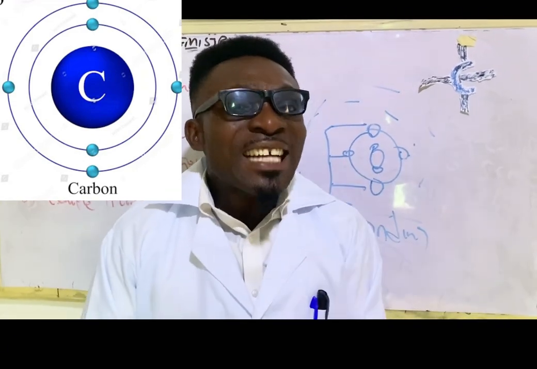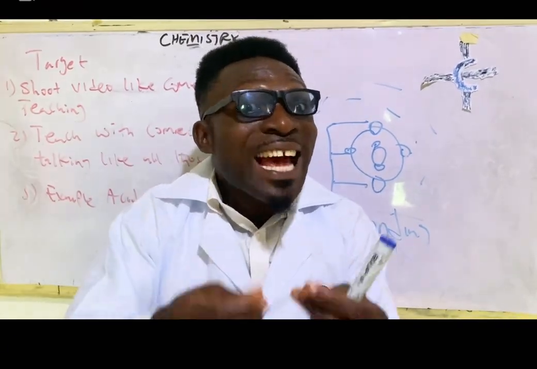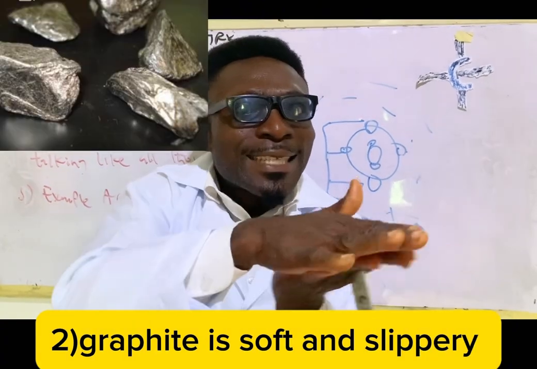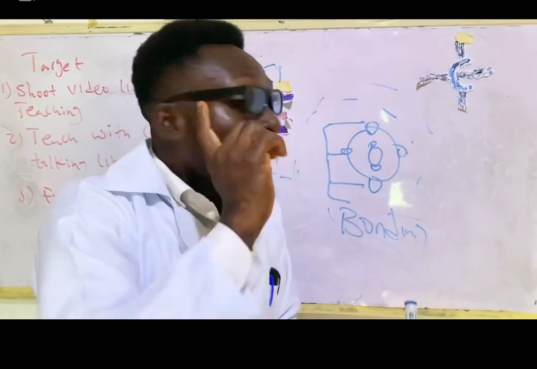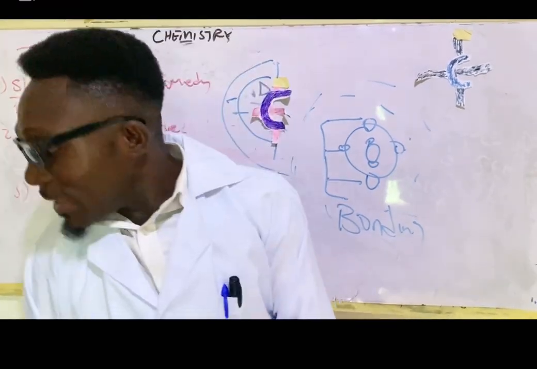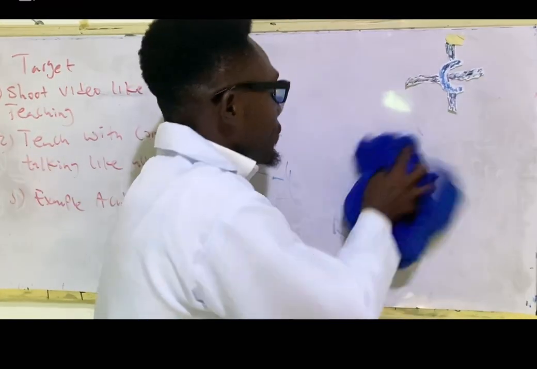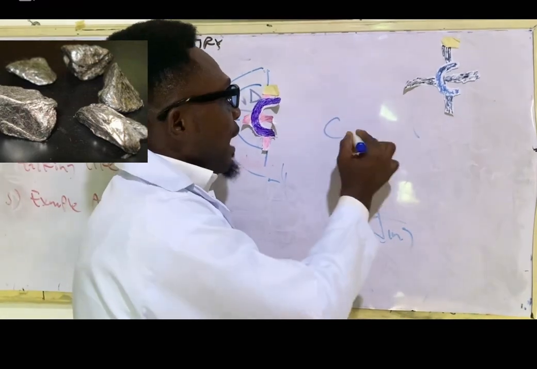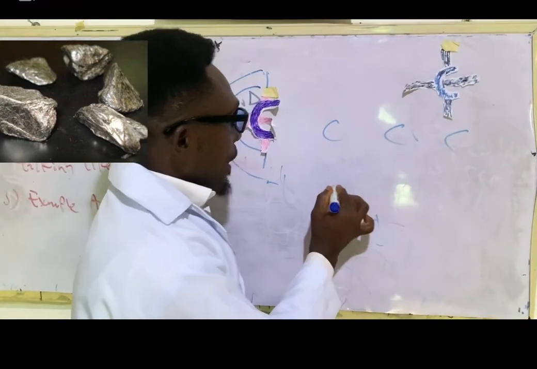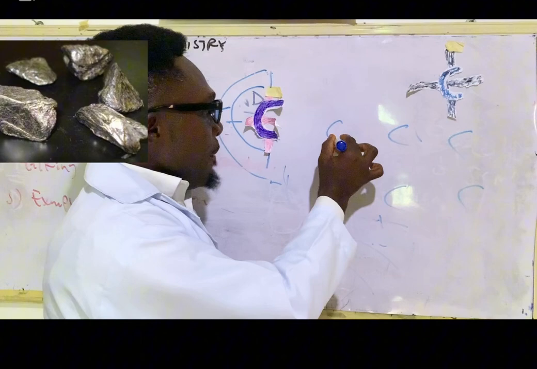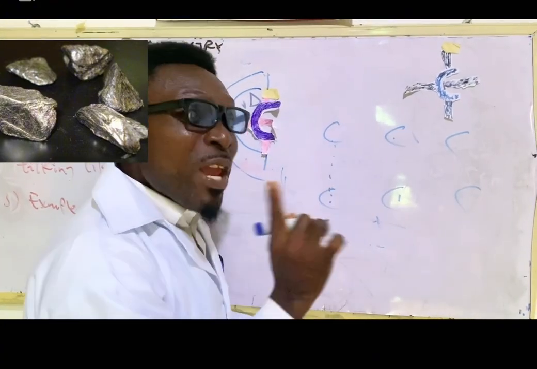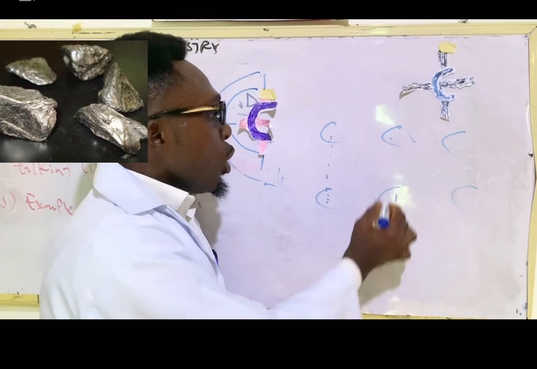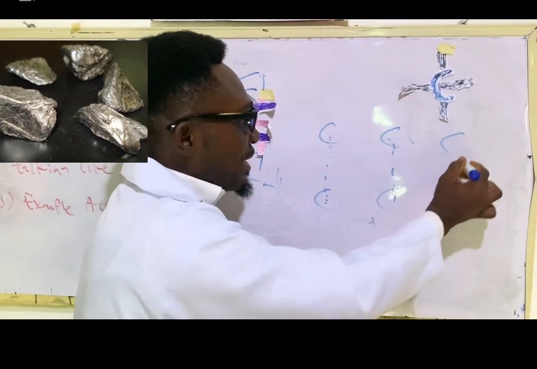Second, graphite is soft, flaky, and slippery. It means it can slide easily over one atom to the other. Why is it that way? Now I'm going to explain that for you. Now watch me. These are carbon atoms. In between these carbon atoms there is a bond, but a very weak bond that connects one carbon to the other carbon. So these are weak bonds.